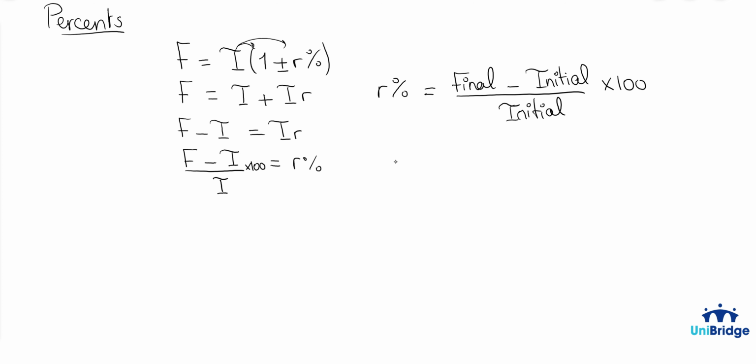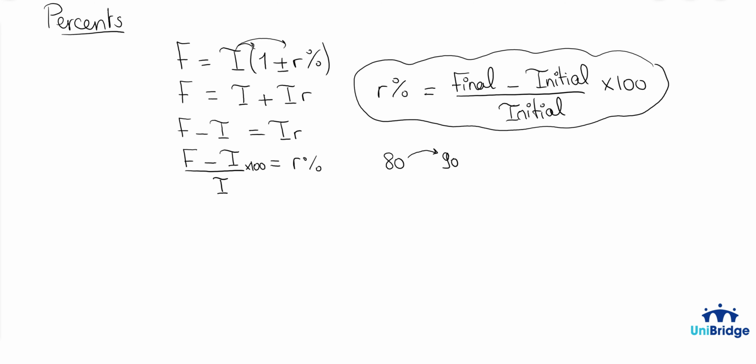Let's say someone weighs 80 kilograms and his weight increases to 90. So by what percent did his weight increase? So notice here that we have the initial and we have the final and we want the percent. So this is where we're going to use this rule that gives you the percent rather than the rule we used before when we had the initial or the final and wanted the other.